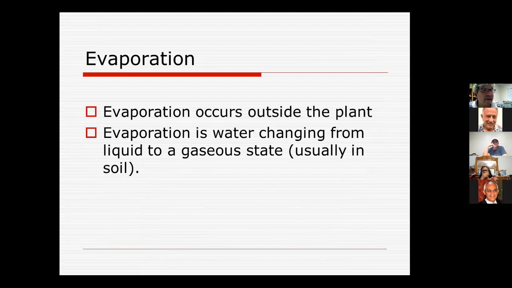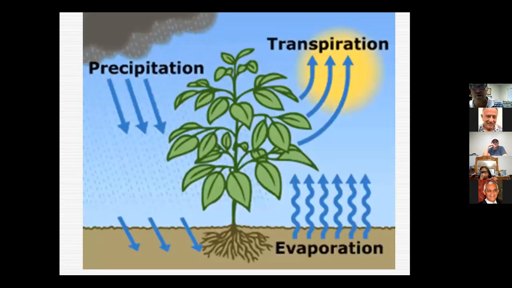And typically when we use the word evaporation, it's happening in the soil or at the soil surface. You can also have water on the top of a leaf and it can evaporate because it's not in the plant. So again, if water is just evaporating off the surface of a leaf, that's evaporation. If it's inside the leaf, it's transpiration. So let's just look at where those things happen quickly. Precipitation, rain falling down, is absorbed by the soil and taken up by the roots. Some of it evaporates from the soil surface, that's evaporation, or it's on the leaf surface and it evaporates.